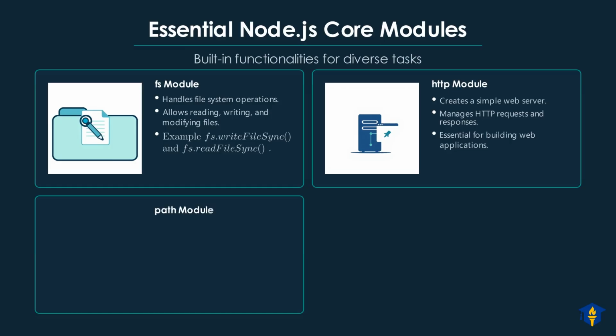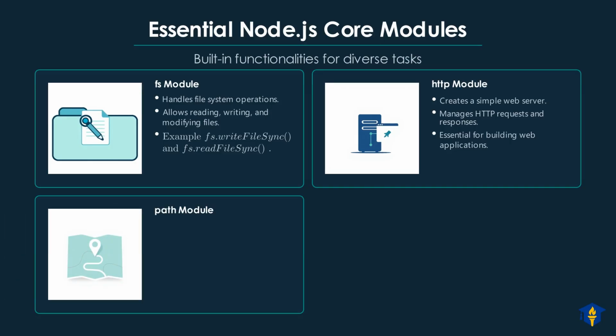The path module is designed to help you work with file and directory paths in a consistent manner. It greatly simplifies the process of working with file paths, making your code more portable across operating systems. You can use it to join path segments together or resolve absolute paths, ensuring correct file locations. For example, path.basename extracts the file name and path.join concatenates path segments.